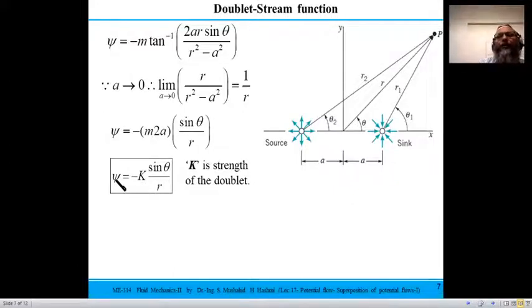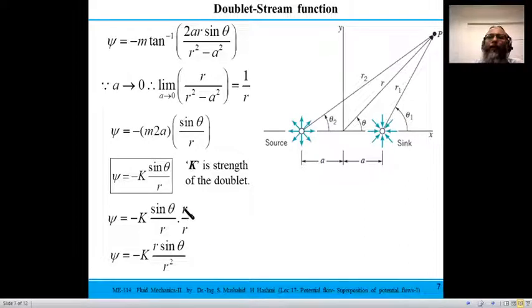And this is the stream function we have written in terms of the polar coordinate system, and we can write it down by just mathematical manipulation. I just multiply and divide by r the same expression, so then the denominator becomes r square and r sine theta.